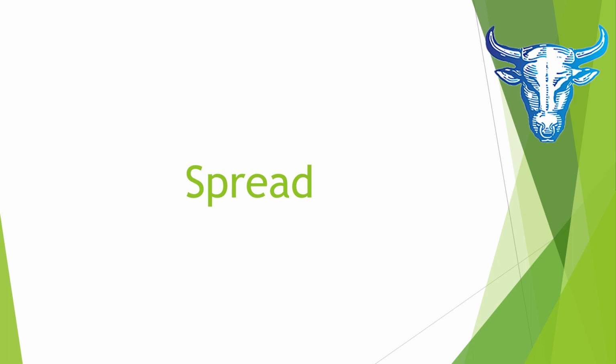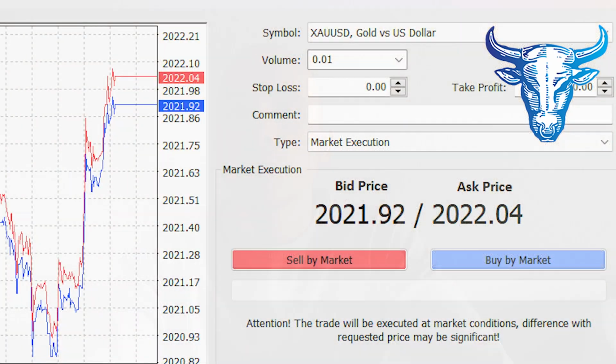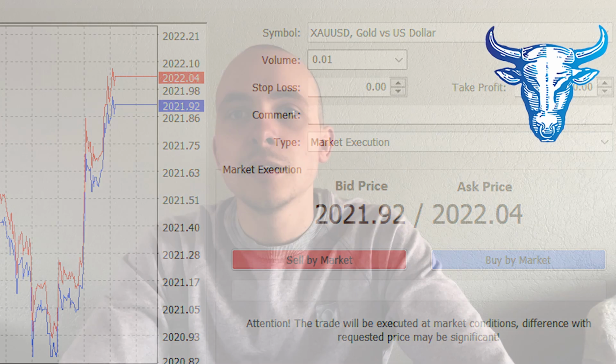Moving on, spread. Spread is another important concept in Forex trading, which refers to the difference between the bid and ask price of the currency pair. And here you can see an example of the bid and ask prices. The bid price is the price at which you can sell a currency pair, while the ask price is the price at which you can buy a currency pair. The spread is the difference between these two prices and represents the cost of trading.